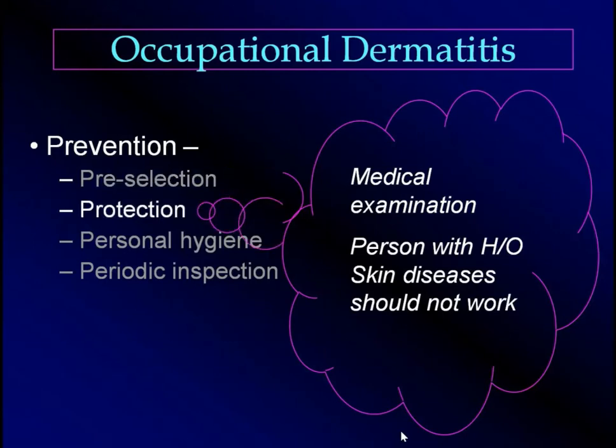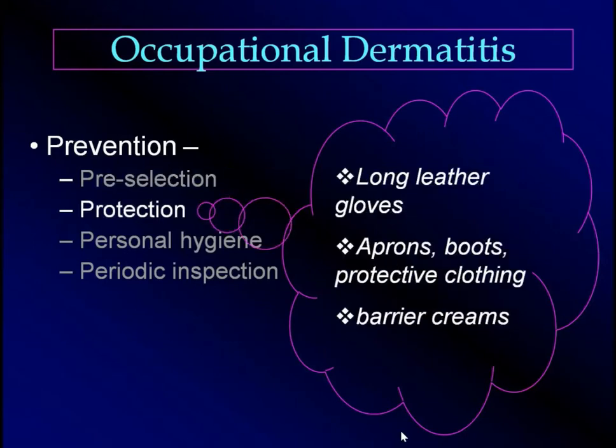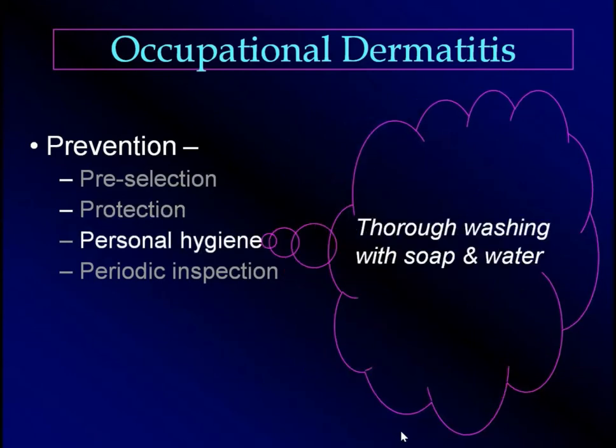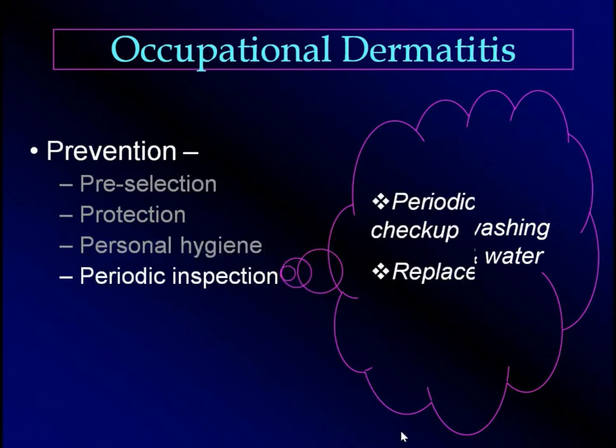Next is protection. Protection means taking proper precautions and protective measures by using long leather gloves, aprons, boots, or protective clothing, and by using barrier creams. All this comes under personal protection. Next is personal hygiene. Personal hygiene indicates thorough hand washing with soap and water, which has to be practiced regularly, and then periodic examinations.